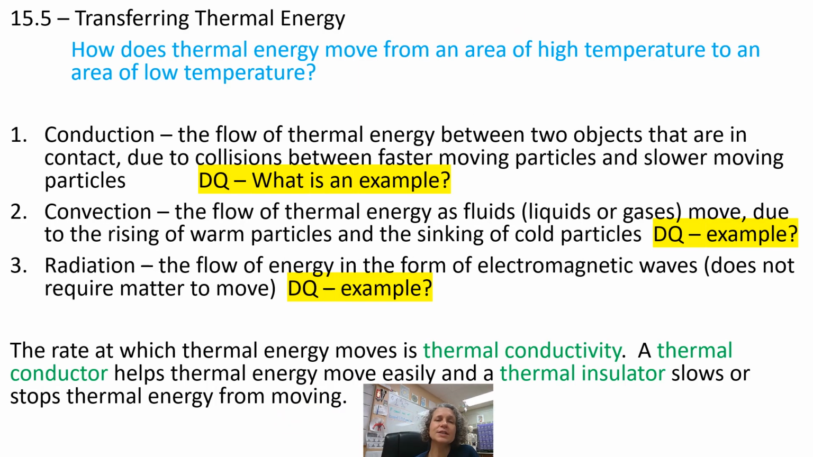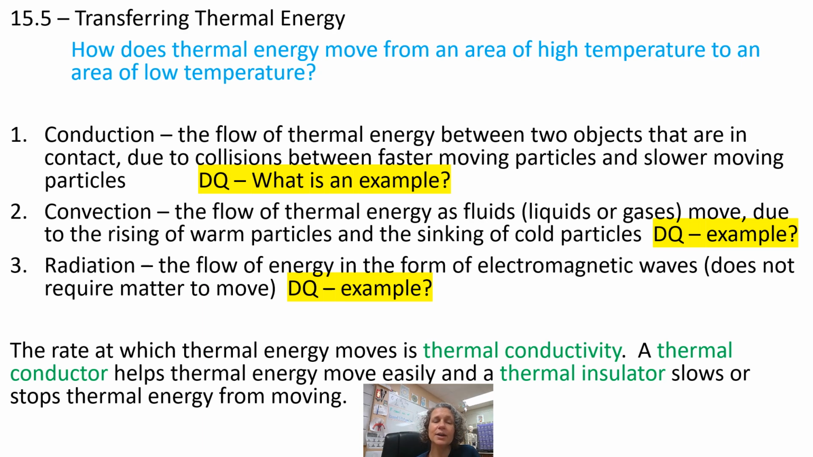Okay, so this transfer of thermal energy. How does it move? There are three ways. The first one is conduction, and this is the flow of thermal energy when you have two objects that are in contact with each other. So the energy will flow from the warmer object into the cooler object.